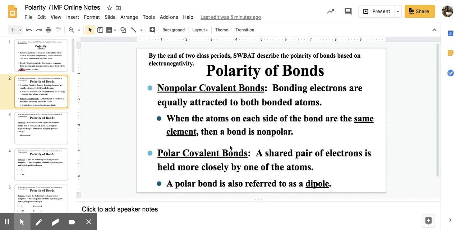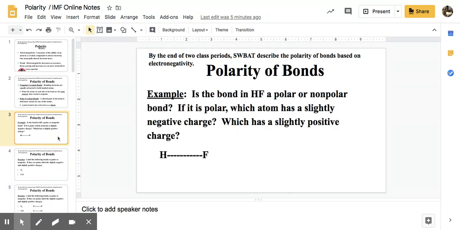That means that one element is going to pull the electrons more than the other element. And we'll talk about how to figure out which one that is and all of that stuff. That is also called a dipole. We're going to use that word a lot in these videos. So make sure you know that that means it's a polar bond.